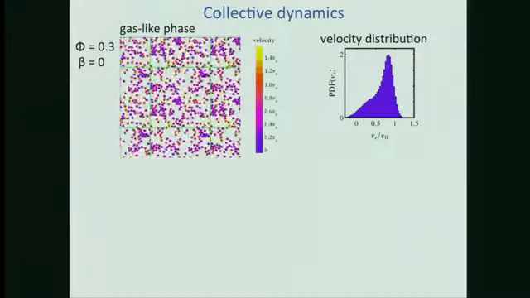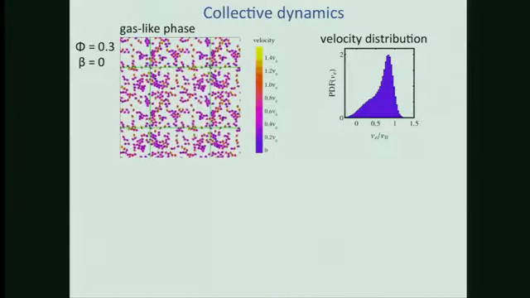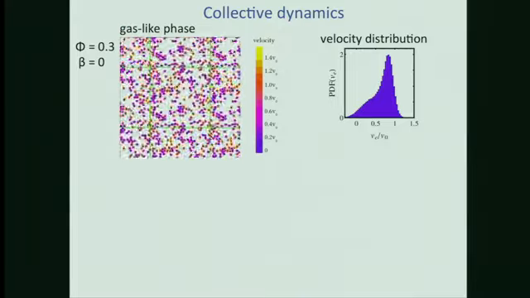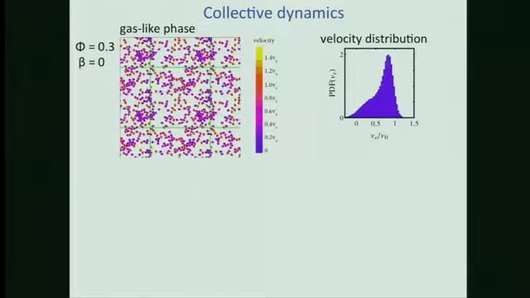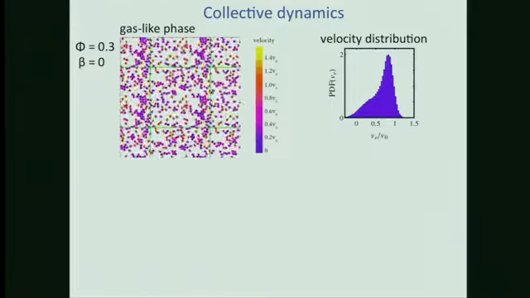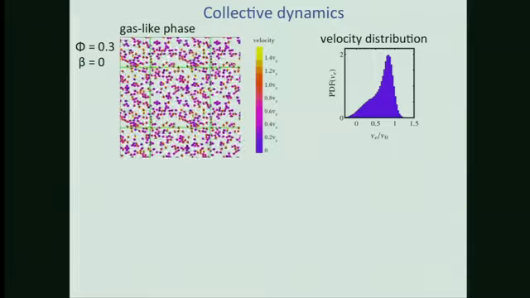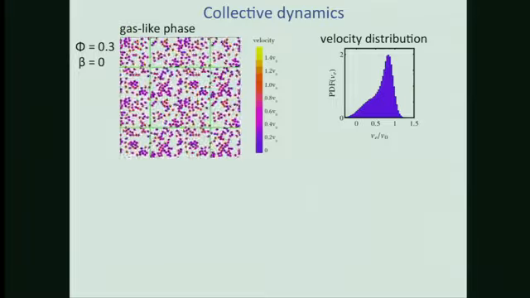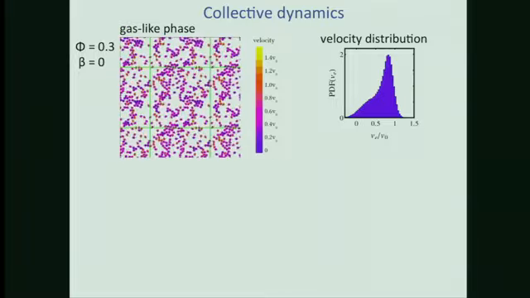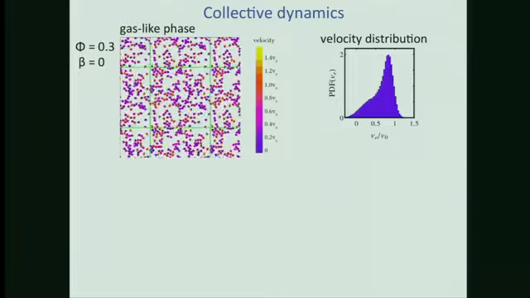This is a low volume density or areal density, and we are basically here in a gas phase, a neutral swimmer, and you see this is the velocity distribution. The maximum is close to 1. So these are our swimmers, and of course they collide with each other, and they get decelerated a little bit in their velocity, but nevertheless you get this broad velocity distribution.